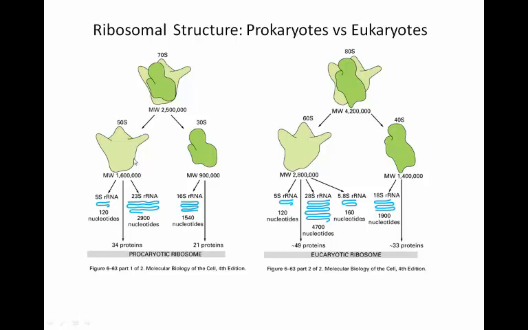The large subunit here contains a 5S ribosomal RNA, a 23S ribosomal RNA, plus 34 proteins give us the large subunit. Over here, we have the 60S, which has a 5S ribosomal RNA, a 28S ribosomal RNA, and a 5.8S ribosomal RNA, plus 49 proteins. So rather than 34 proteins, we have 49 proteins. Here on the 40S, we have an 18S ribosomal RNA, plus 33 proteins, give us the intact small ribosomal subunit. So the eukaryotic ribosomes are more complex and larger than the prokaryotic ribosomes.